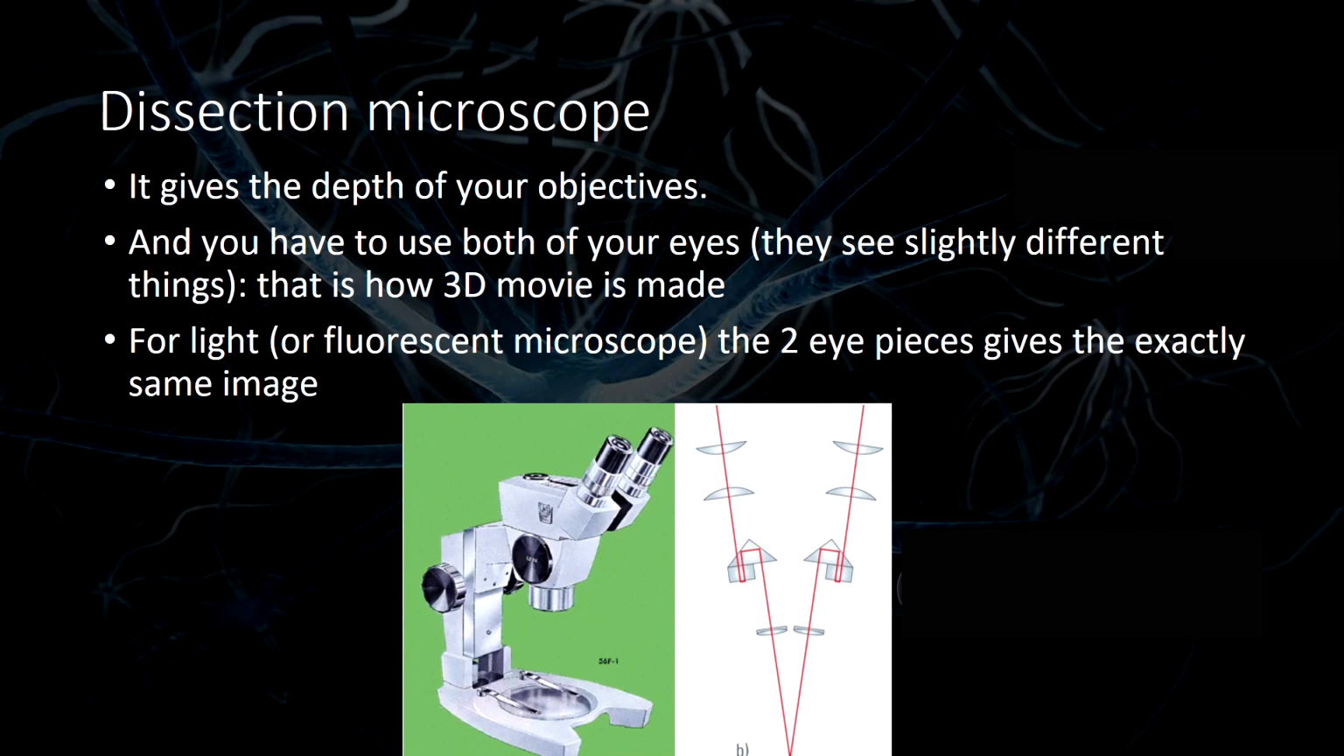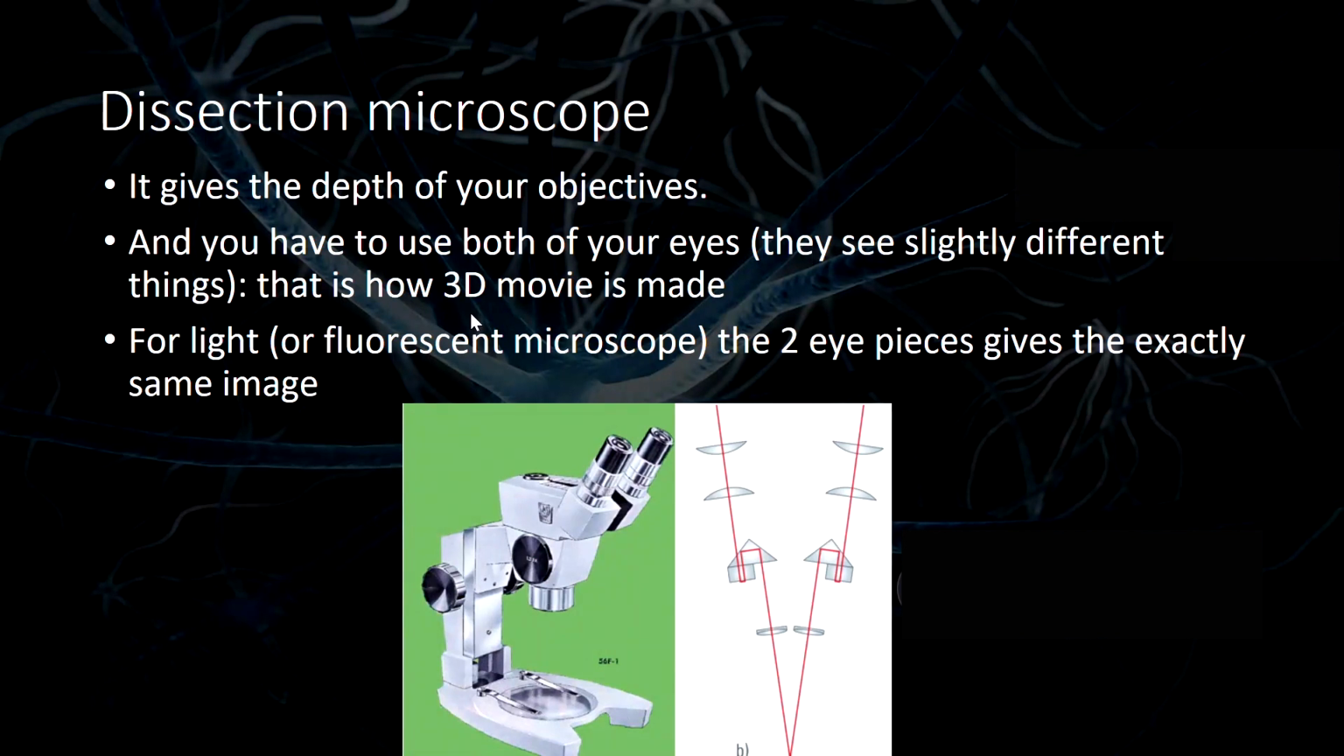Okay, so before we start to talk about the experiment, we need to talk a little bit more about the dissecting microscope. The dissecting microscope is a little bit different from the light microscope because this microscope will give you the depth of your objects. In this microscope, you have two eyepieces, but different from the light microscope, these two eyepieces give you slightly different views. That's the same way the 3D movie works. If you go to a 3D movie theater and close one eye, you're going to see something different from the other eye.